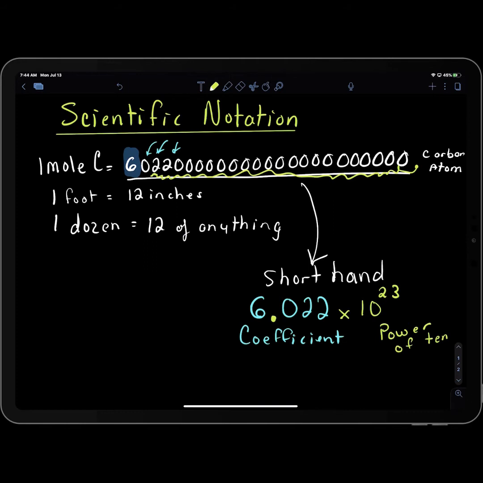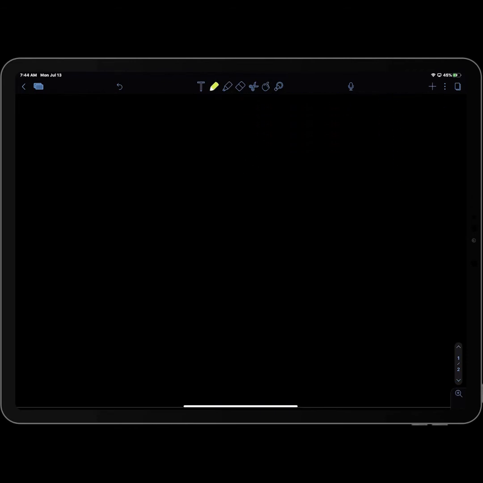Now, the one thing that you might be wondering is what happens if we have a very, very tiny number. The amount of money that I have in my bank account, let's say. So if you had 0.000000000, and I'll put 602 just for the sake of having a number. How do we get that into scientific notation?